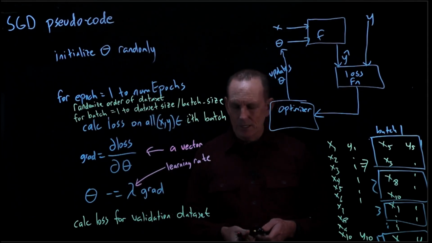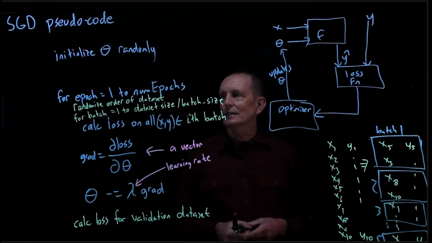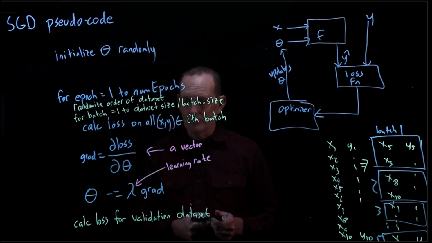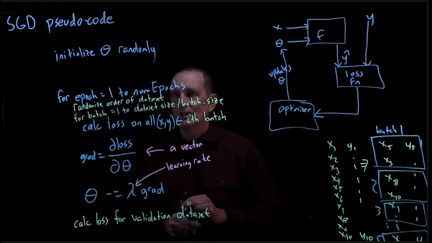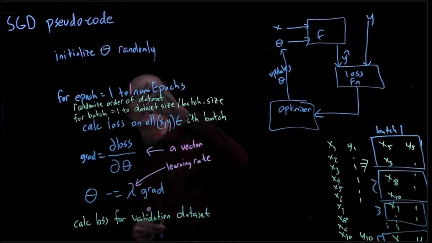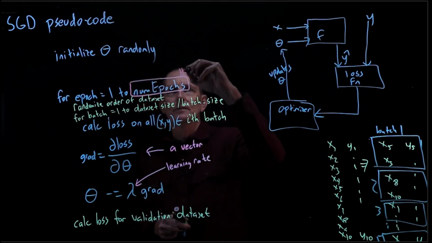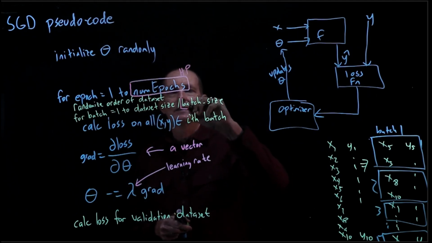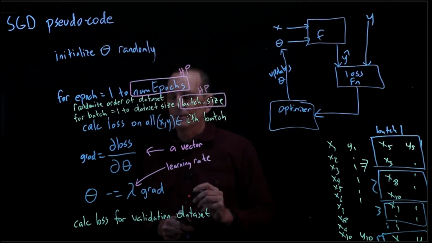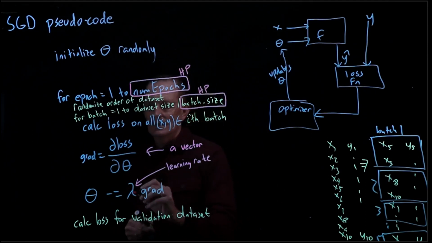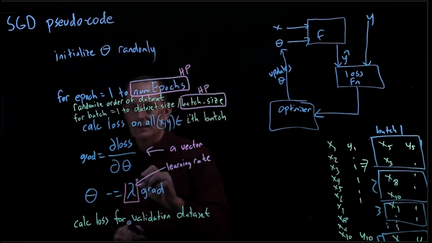It's worth noting which of these are actually hyperparameters. If we look at our hyperparameters, what do we have? Well, the number of epochs is certainly a hyperparameter. Batch size is a hyperparameter. And we've also got our learning rate as a hyperparameter.